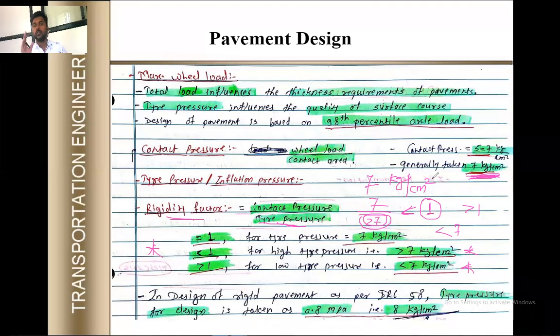So depending on the rigidity factor, if it is 1, tire pressure is 7. If it is less than 1, tire pressure is greater than 7. If it is greater than 1, tire pressure is less than 7. According to these constraints, it will vary. Okay.